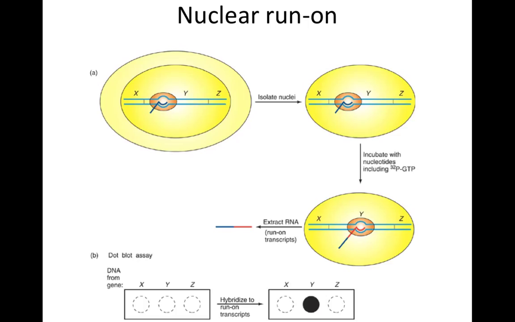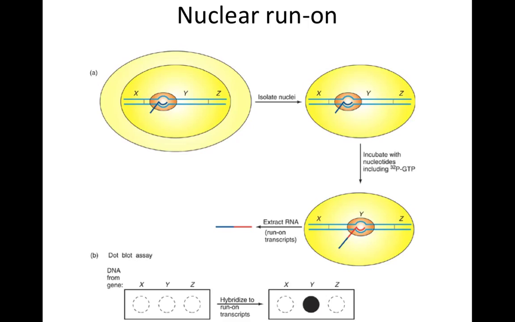Basically, nuclei are isolated from the control and treatment cells of interest at various times and incubated with p32-UTP. The p32-labeled uridine will be incorporated into elongating RNA. At various times, the RNA is isolated and spotted onto a nylon or nitrocellulose membrane that has the cDNA of interest immobilized to it. In this case, it is a dot blot assay.